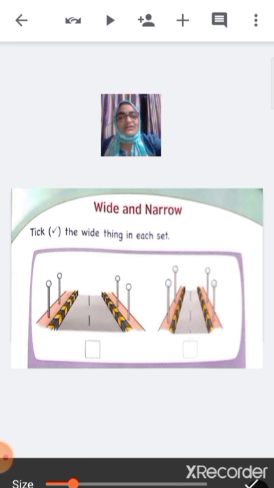Now there are two roads over here. Now can you all tell me which road is wide? Which is broad over here? This one? No. This one? Yes. This road is wide. So we are going to put a tick mark in the small box given below the picture.